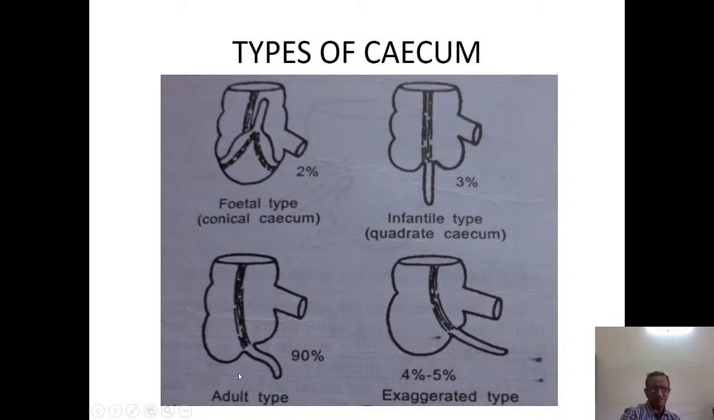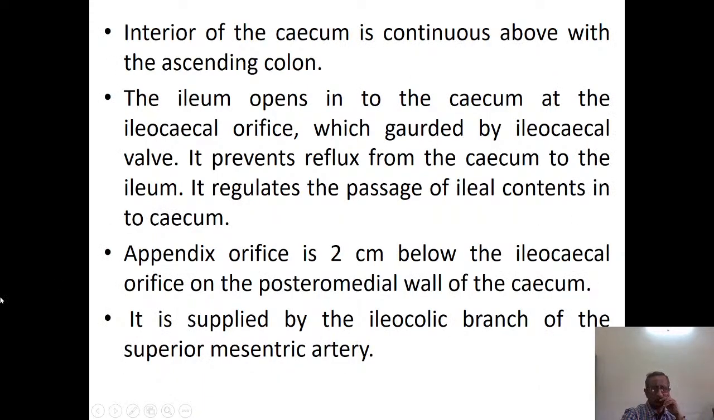Then we are seeing the adult type, wherein the appendix is seen between the medial and lateral halves of the base of the cecum. Whereas the exaggerated type, where we will be seeing the appendix more towards the ileum. So this is the most normal, wherein we will be seeing the base of the cecum getting a depression at the middle from where the appendix is coming out.